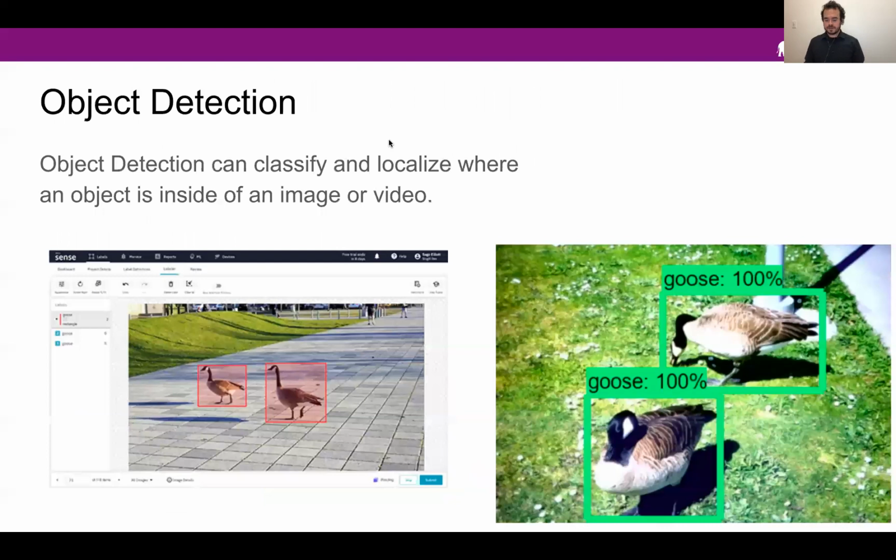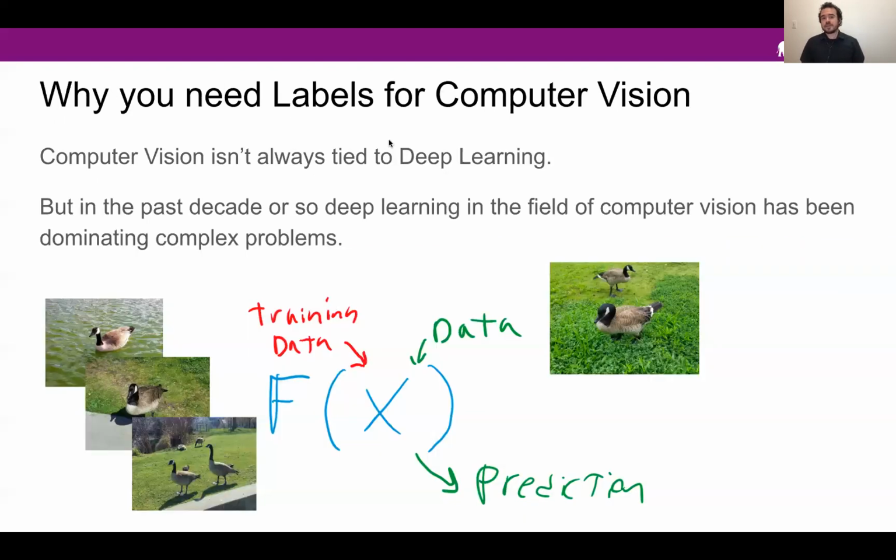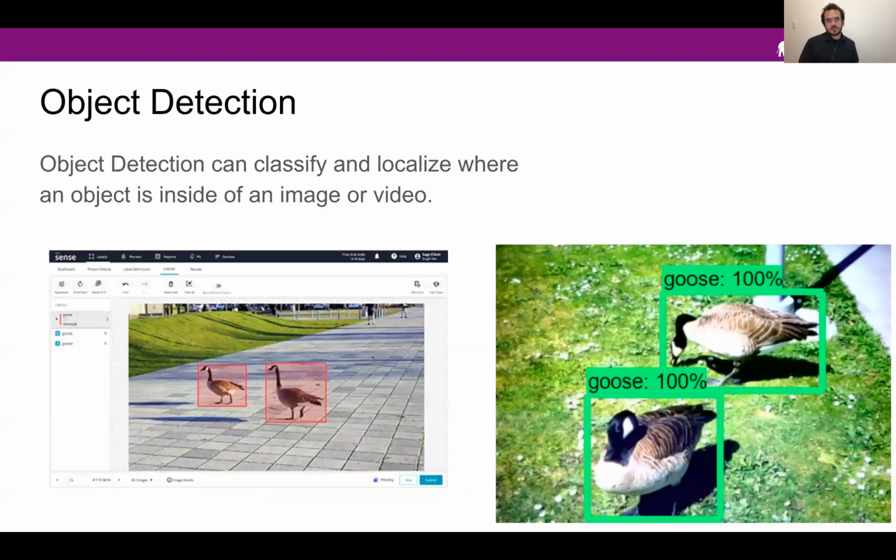So we'll talk about the different types, right? That was an example of classification, but most computer vision applications or different types of models require different types of labels. A lot of people start with classification. It's a backbone to a lot of things as well. But you might have seen object detection before. Object detection can classify and localize where an object is inside an image or video. So in this case, instead of just saying there's a goose in here, but we don't know where, we actually know how many geese are in here. It's 2, right? We could count them. But we're also saying I'm estimating that they're in this area here. I'm drawing a box around where I think the goose is.